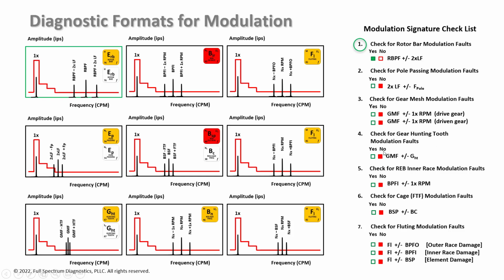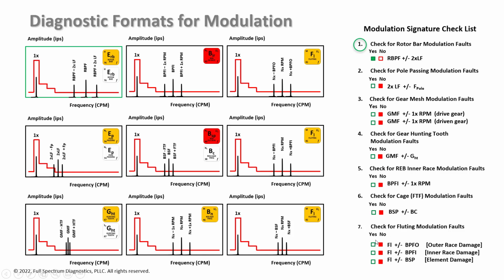Check for hunting tooth modulations. They're very low frequency, tight sidebands that don't apply in this case. Check for rolling element bearing inner race modulation faults. This would produce a ball pass frequency inner plus or minus 1 times RPM, which we don't have. So we're not seeing that non-synchronous peak or those sidebands. Same thing with cage. The cage frequency would be very low for this type of fault.